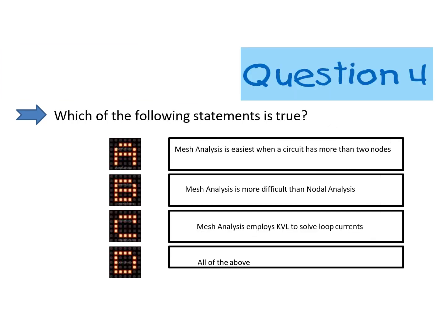Which of the following statements is true? Mesh analysis is easiest when a circuit has more than two nodes. Next option, mesh analysis is more difficult than nodal analysis. Nowhere is it connected to Kirchhoff's laws, because whether it is a single node or more than two nodes, we can calculate. Mesh analysis employs Kirchhoff's voltage law to solve loop currents.